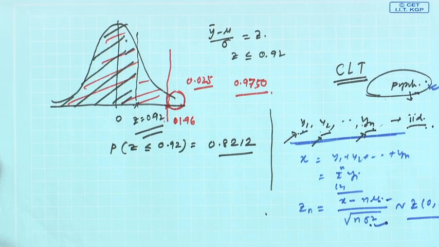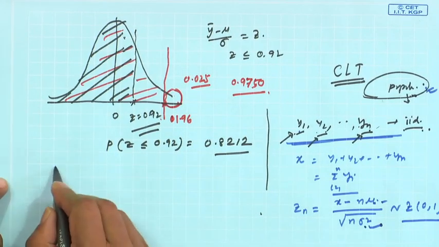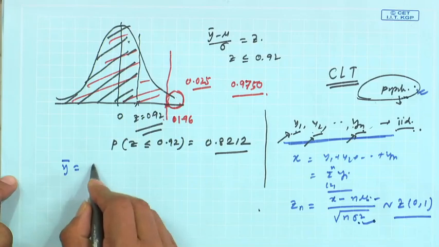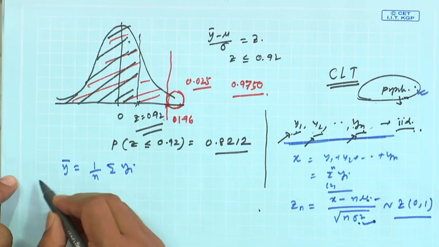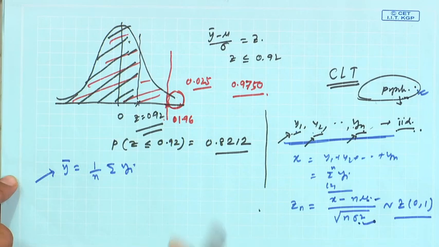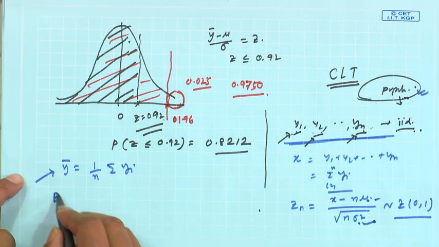Now let us see what the use of this unit normal is. One important use: suppose you calculated y bar, which is 1 by n times the sum of yi. Y bar is a statistic, so it is a random variable. So it has an expected value.